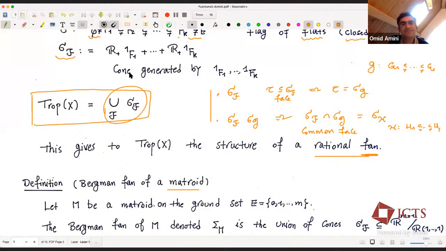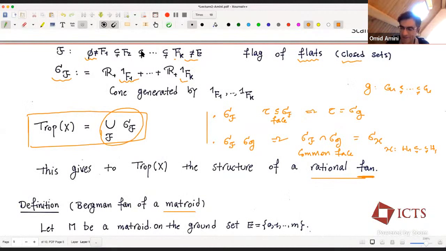They have a generating vector which is rational, which has integer coordinates. And you see it here, because these are the generating vectors. In this case, it is easy to see that these are all the rays: 1_F1, 1_F2, up to 1_Fk are all the rays of this cone. So this cone has k rays in this example, and these are exactly generated by 1_F1, 1_F2, and you see that these are rational. All the coordinates are 0, 1, so they are integer vectors. Okay, thank you.